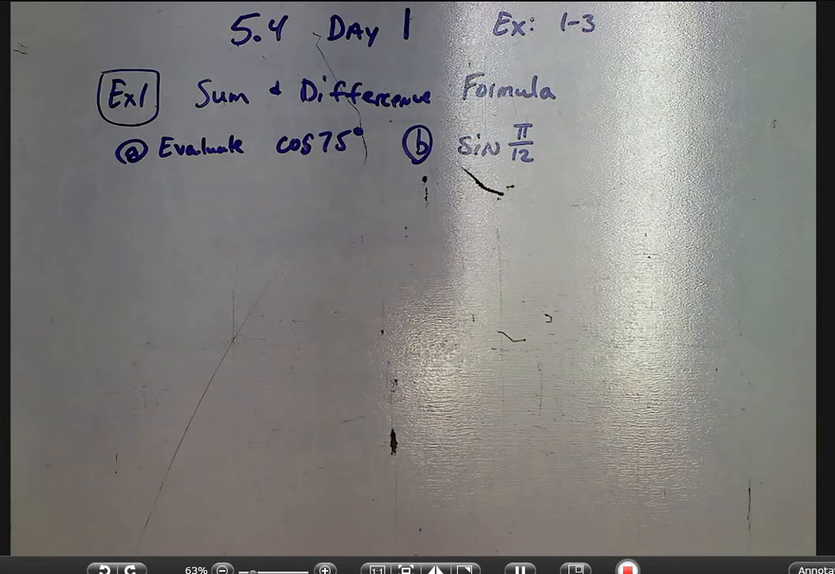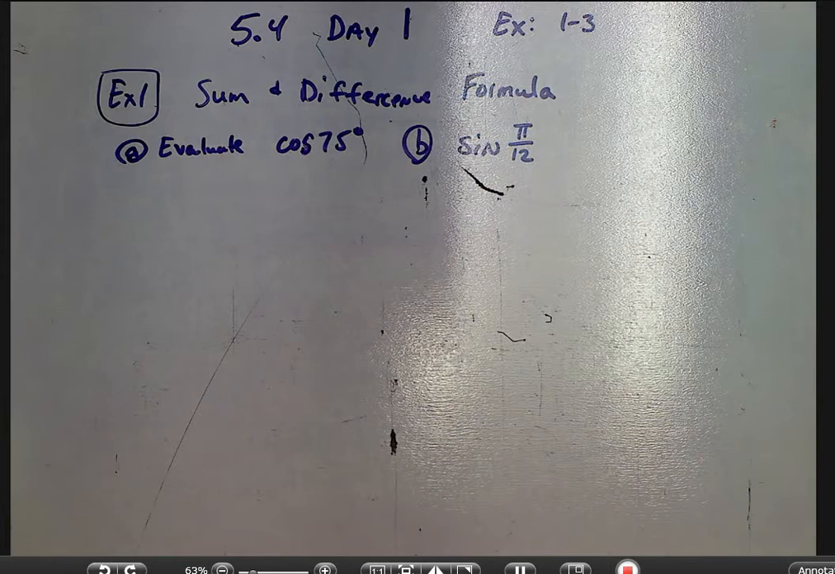Alright, today we're in 5.4 day 1, doing examples 1 through 3, sum and difference formula. Essentially what we're trying to do is find the exact value of the cosine of 75 degrees. Cosine of 75 degrees is not one of our common angles, it's not a 45, it's not a 30, it's not a 60. Therefore it makes it a little bit harder.